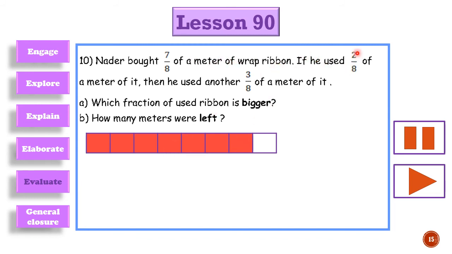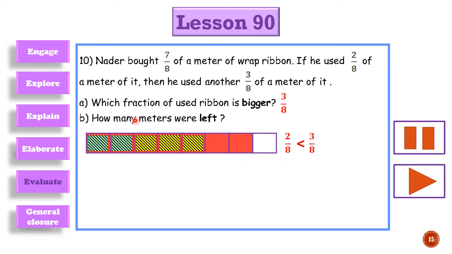If he used 2/8 of a meter of it, let's shade just 2/8. Then he used another 3/8 of a meter of it. Let's shade another 3/8. Now, number A, which fraction of used ribbon is bigger? We have 3 eighths and 2 eighths. Which is bigger, 3 eighths or 2 eighths? Yes, it's 3 eighths. Let's write down that 2 eighths is smaller than 3 eighths.